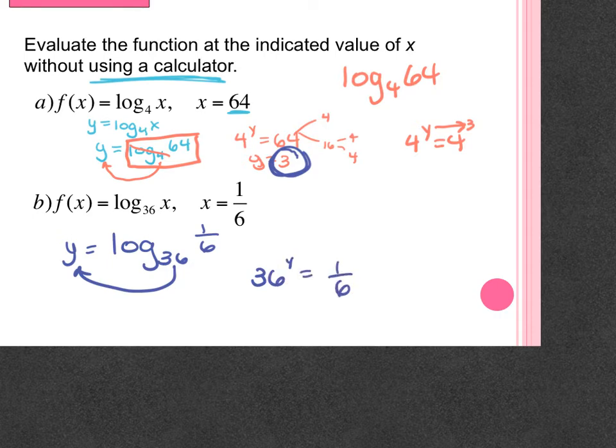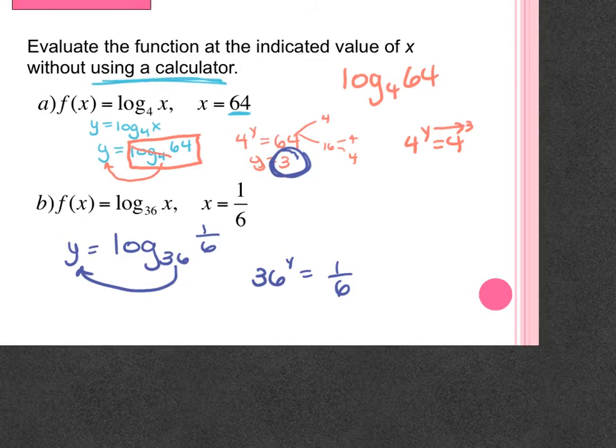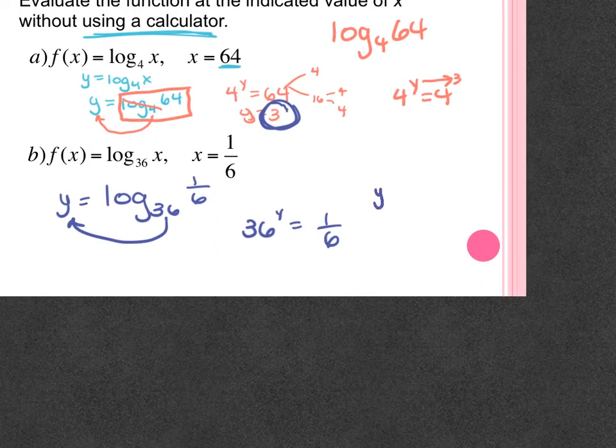How the heck do I get from 36 to a fraction? Negatives. I got to get a negative. How do I get from 36 to 6? Close. Is negative 1/2? Where? Square root, which is 1/2. Okay? So the quick way is y equals negative 1/2.